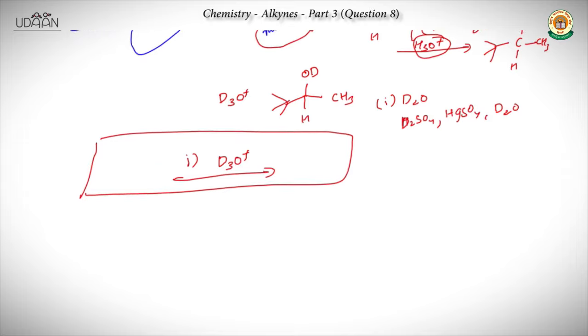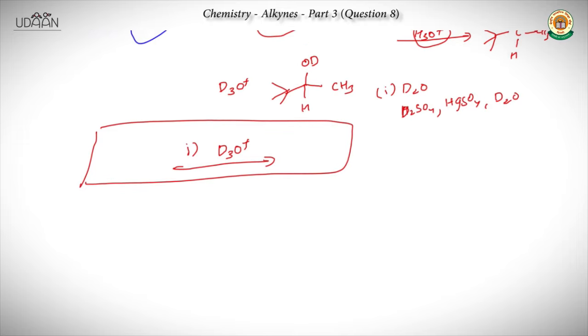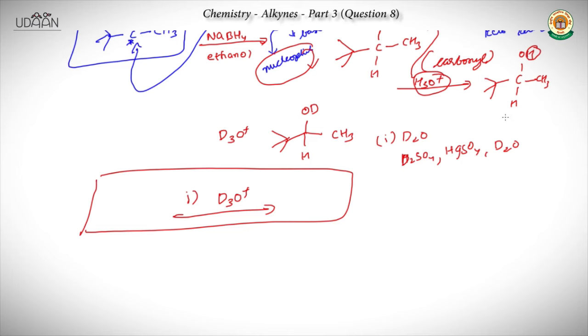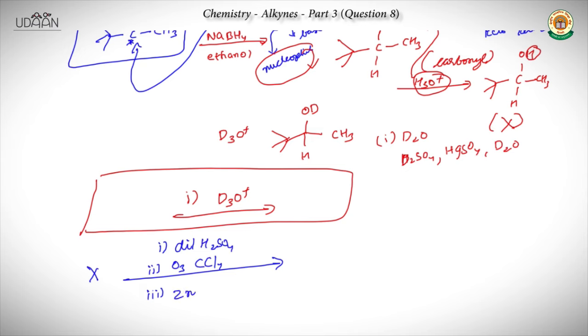And we also wish to give you one more thing, that is an extension of this question. Let's call the final product X, as given in the question. What if this X is treated with the following reagents? One is dilute H2SO4, the second one is O3 in the presence of CCl4, which is a non-polar solvent, the third one is zinc. I'll give you the answer for it if you want. You will get acetone here. The answer is acetone.